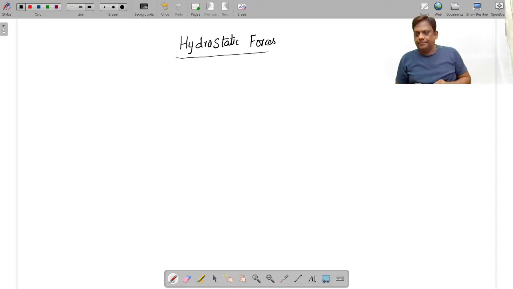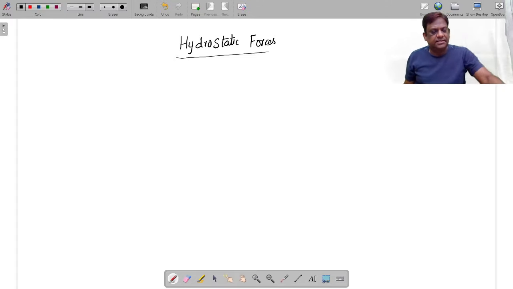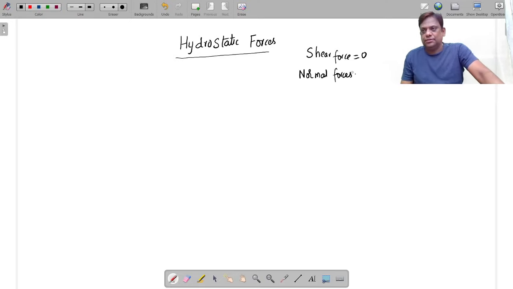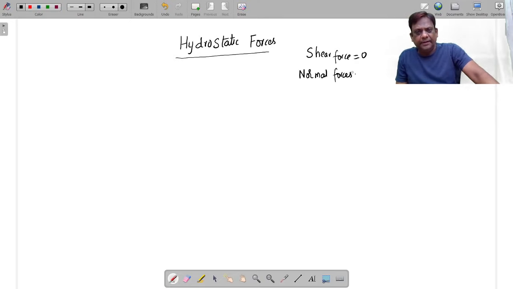Hydrostatic forces. Now, still we are in static fluid. See, whenever the fluid is under static conditions, I repeat, whenever the fluid is under static conditions, the shear force is zero. There are only normal forces. I repeat, my dear students, we are dealing with hydrostatic forces and we will see practical applications of this.